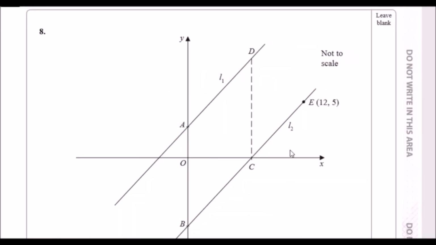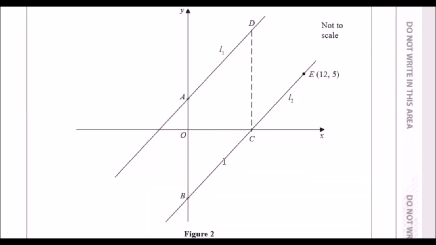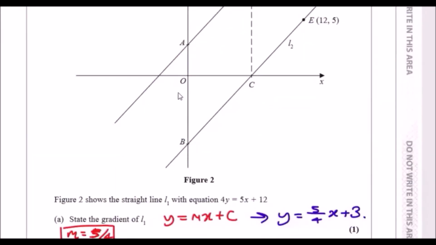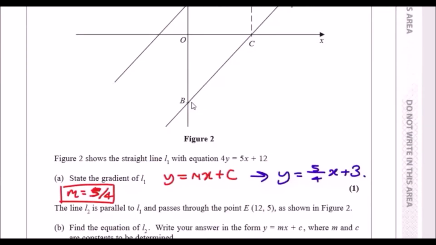The key idea is that when you have parallel lines, the gradient for both of them is the same, so they have the same m values. It maybe sounds quite obvious, but this is very important to solve these kinds of questions. And typically, when you work out an equation of a line and you see these points A and B, they are known as the y-intercepts. But anyway, since we got that out of the way, let's have a look at all 4 parts then.